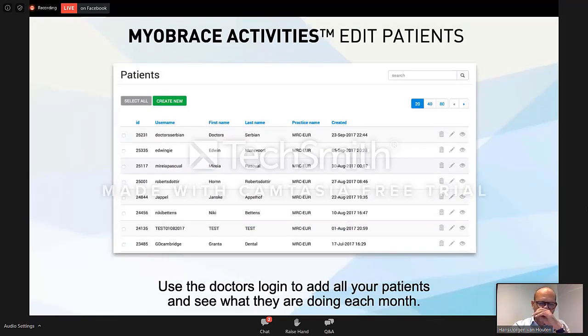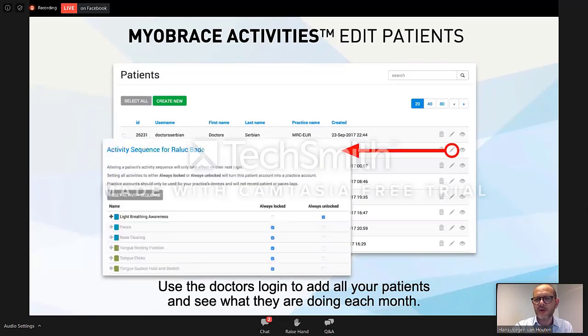All the patients are in here, and from this screen you can check what the patient is doing. The light breathing awareness is open, and from this screen you can say, I'm now satisfied with this patient. He is doing the light breathing awareness very well. He did the quiz very well. So in his next visit, I will tell him I'm opening the PACES exercise, because that's the next step he needs to do.